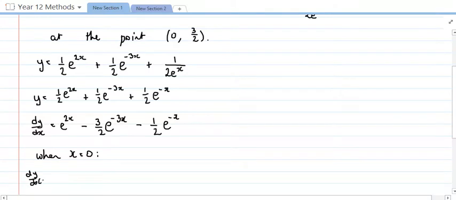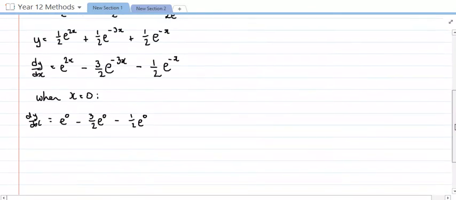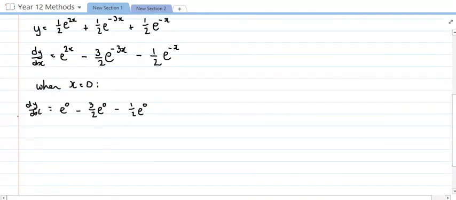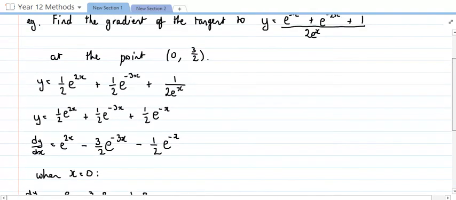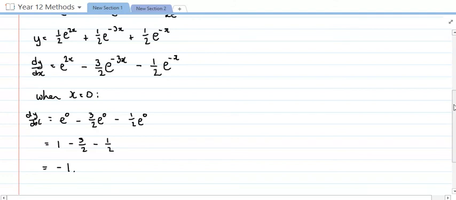we get dy/dx equals e to the power of 0 minus 3 on 2 e to the power of 0 minus half e to the power of 0. And we know that e to the power of 0 is 1, as is anything to the power of 0. So that's just equal to 1 minus 3 on 2 minus 1 on 2, which should be negative 1. So therefore, at the coordinates listed there, the gradient is negative 1.